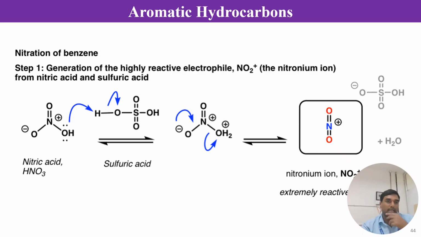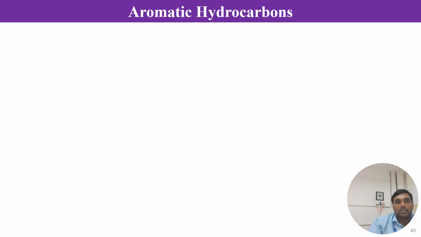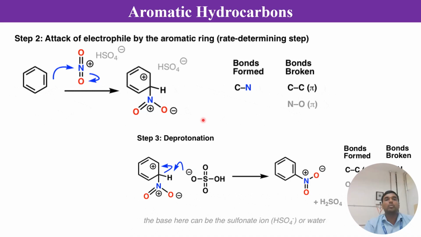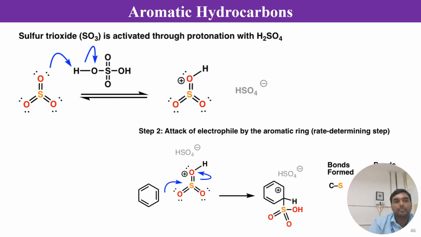So for example, in the nitration reaction, where nitric acid and sulfuric acid are required, we get the nitronium ion, and then the nitronium will react with benzene. It will form this sigma complex, which is highly unstable, and it will be immediately converted to the nitro-substituted benzene, because this conjugate base will take this proton and it will regain its aromaticity.